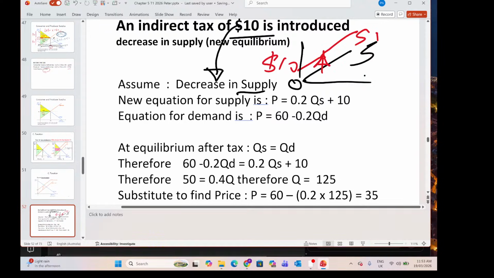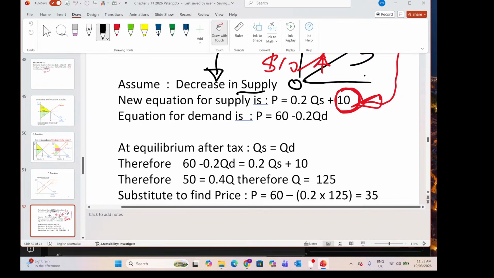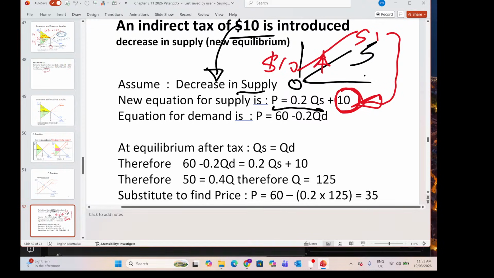And the way that we show this in our equations is we come back to our equation for supply, and our supply curve, now we have to insert that 10. Originally, what was our equation for supply? It was just P equals 0.2 of the quantity supplied, but now we add 10.